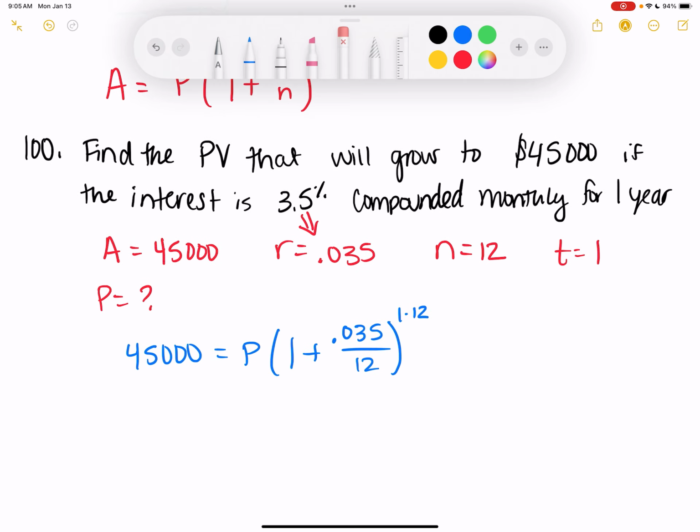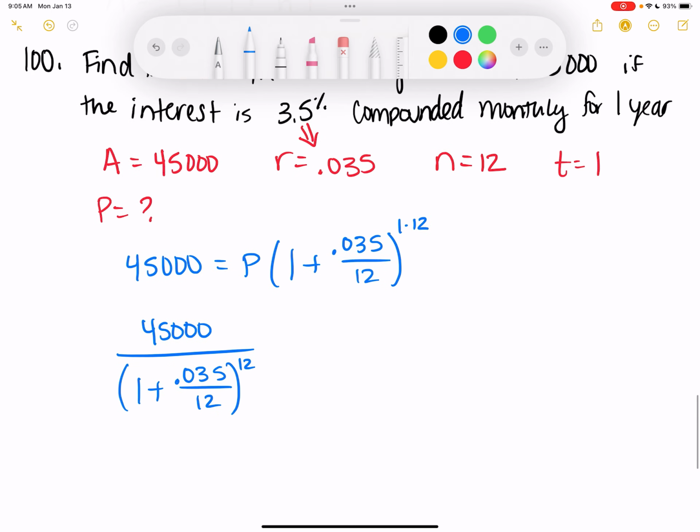Essentially what I'm going to end up with is 45,000 divided by this whole thing in parentheses raised to the 12th. So I'm just going to write this over here: 1 plus 0.035 over 12, raised to the 12. And then you would just have to plug it in to solve at this point.